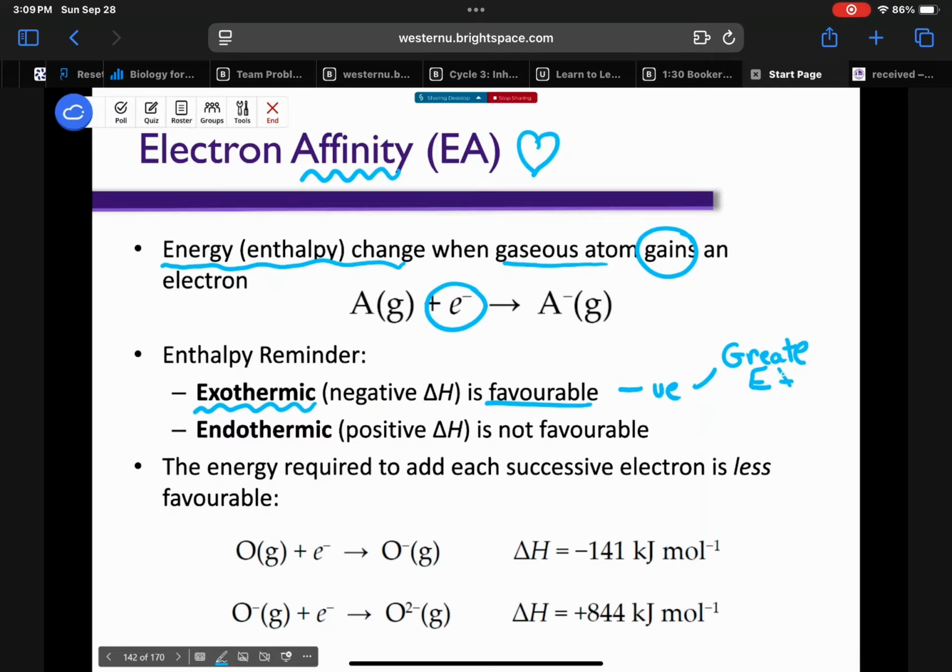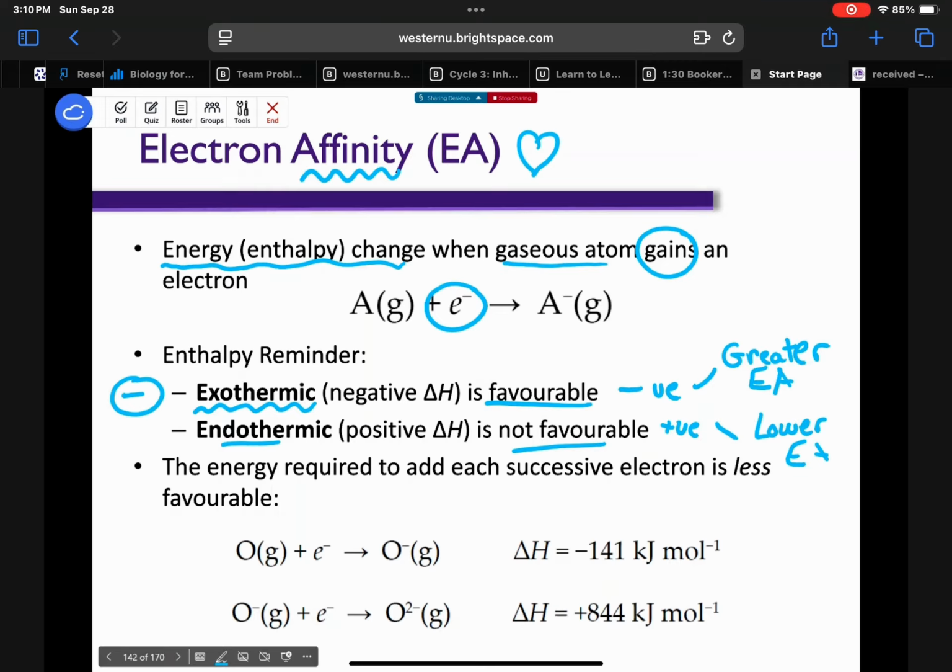In contrast, endothermic reactions have positive delta H values. That's not favorable because you have to put energy in to make that reaction happen. You're like, okay, I'll give you the electron and I'll put in some extra change on the side to make you happy. So if they're endothermic, if they have a positive delta H, that means they have a lower electron affinity. So we want to be watching for those negative signs. Those are favorable. That means that atom is very happy to receive that extra electron.